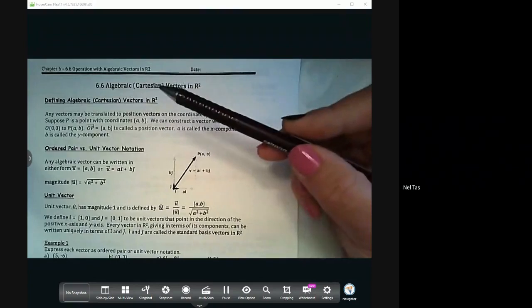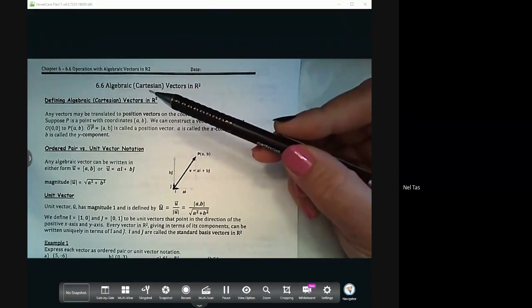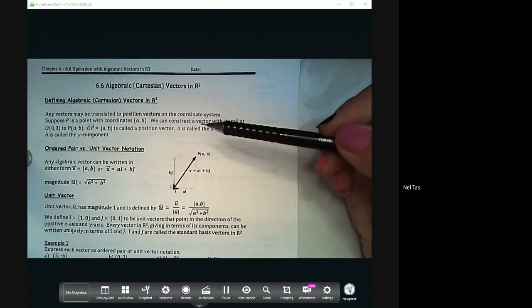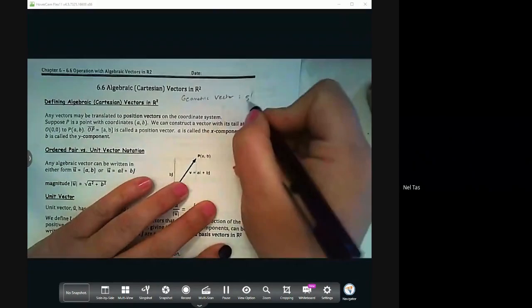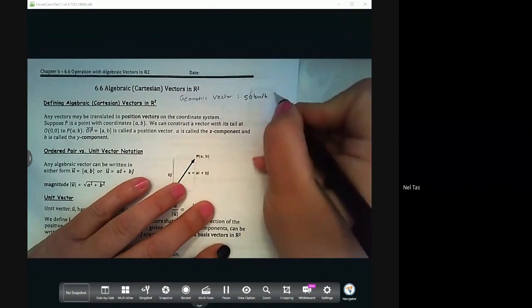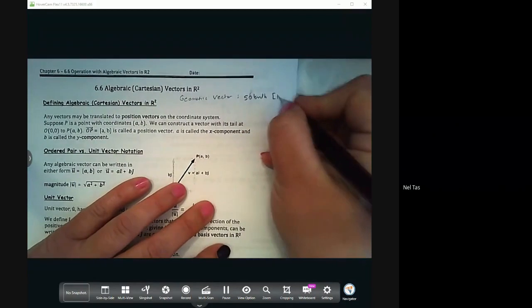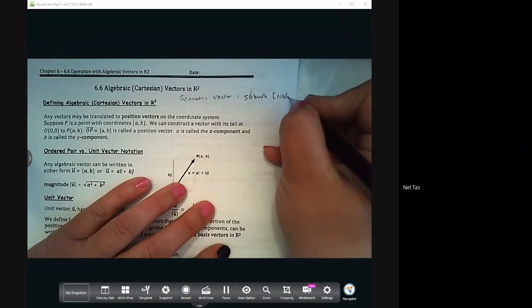Geometric vectors are considered without reference to coordinate system or coordinate axis, and algebraic vectors are considered with reference to coordinate system. Let's give an example here. Geometric vectors. So one example would be, let's say 50 kilometers per hour. And then we can give direction as north 40 degree east, let's say.